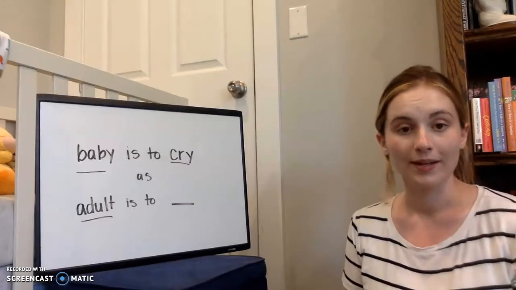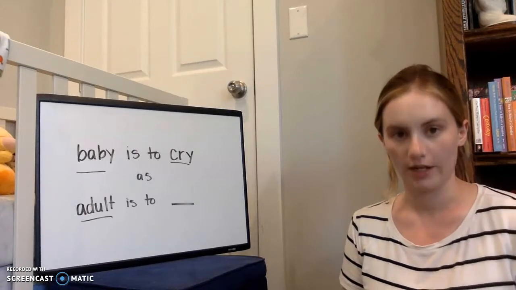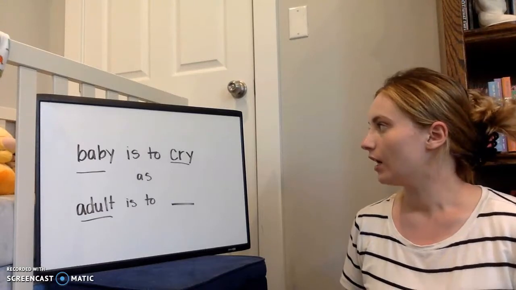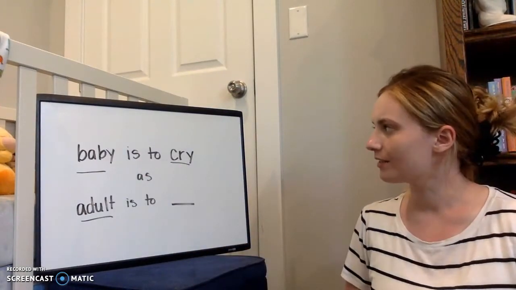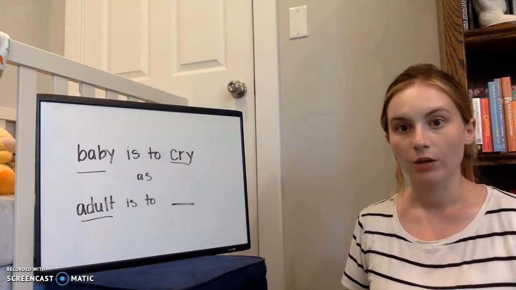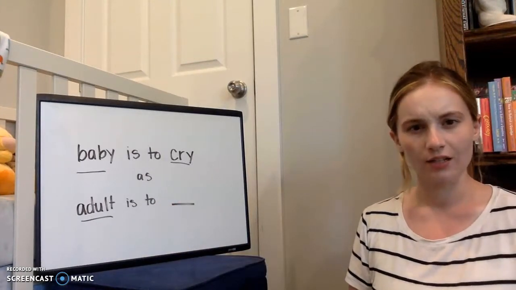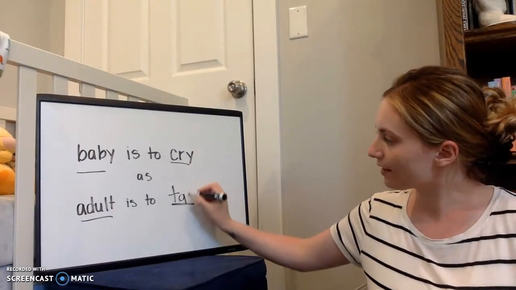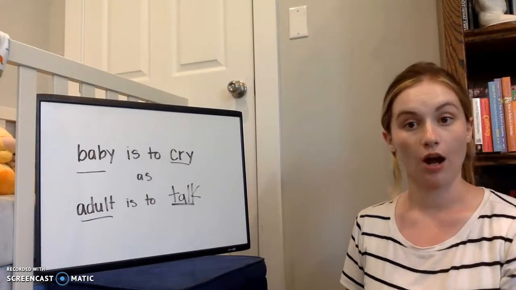Here's our next one. Baby is to cry, as adult is to what? Well, what is my key that I'm trying to figure out? Baby and cry. They are similar because babies cry to communicate. So now I know what I've got to figure out. How do adults communicate? Do they cry? No, they talk. So baby is to cry, as adult is to talk.